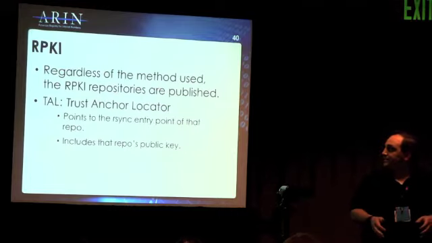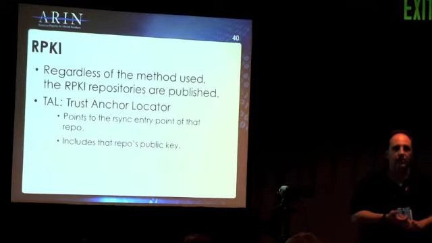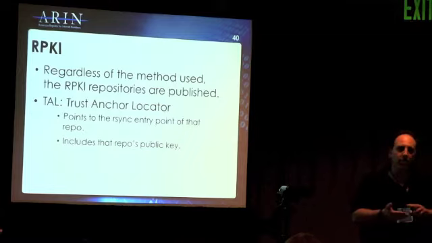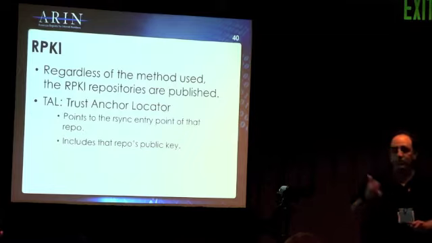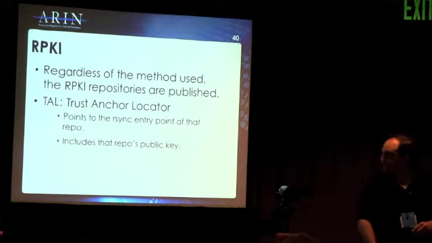Either way, either delegated or hosted, the RPKI repository is published. And the way you find out where the repository is, you get that RIR's TAL, or Trust Anchor Locator. The TAL consists of two parts. One is the rsync entry point into the repo, and the second is the public key of that repo.